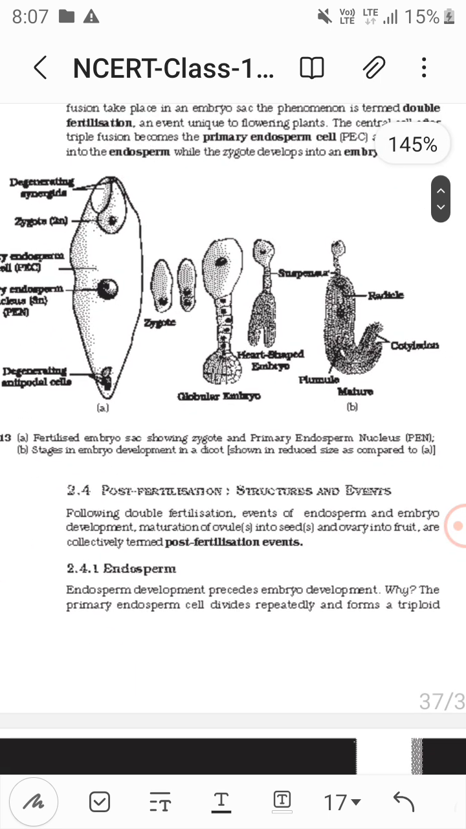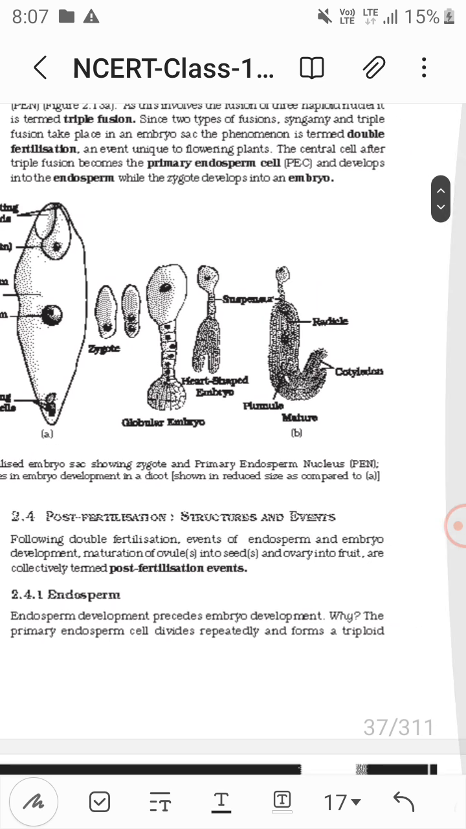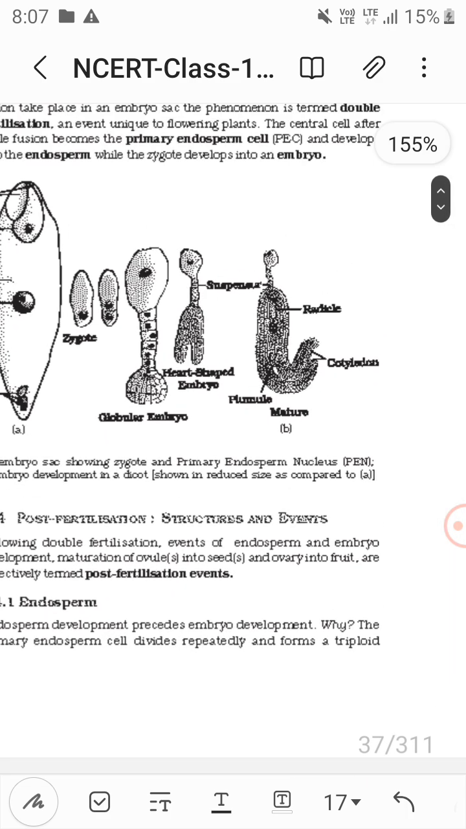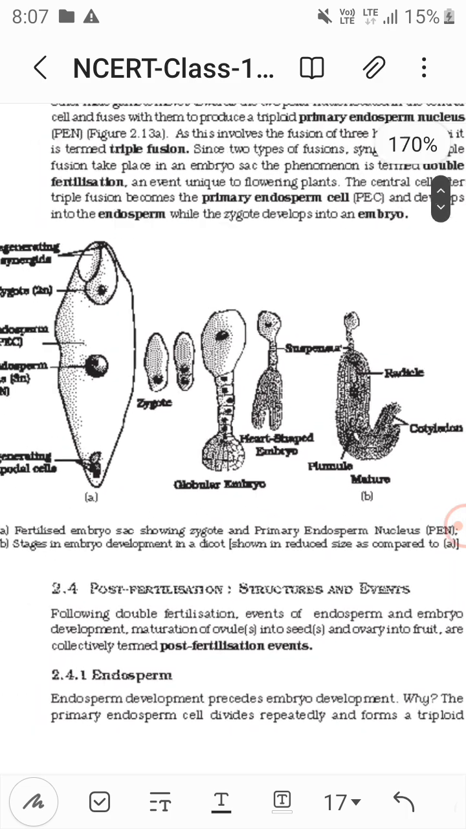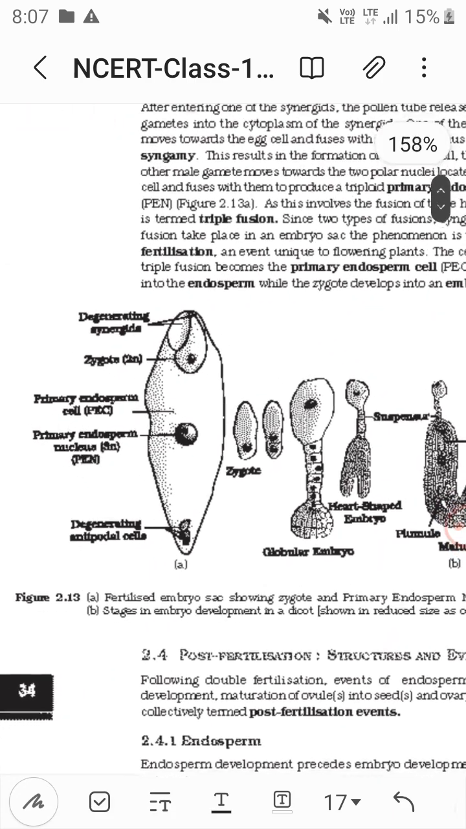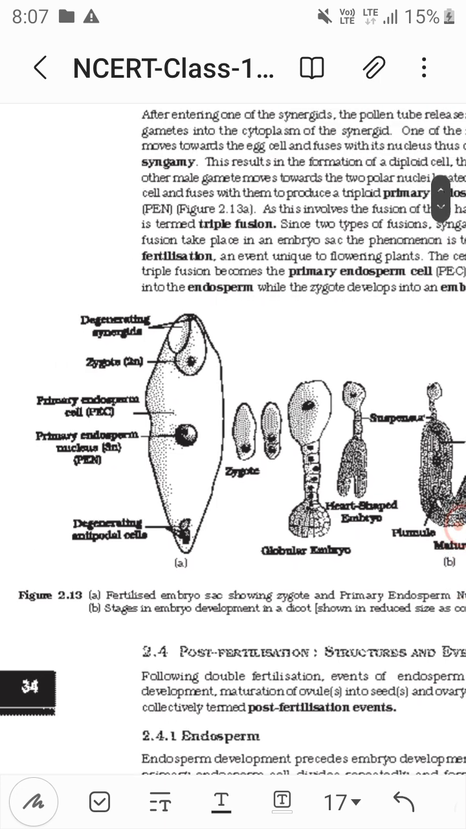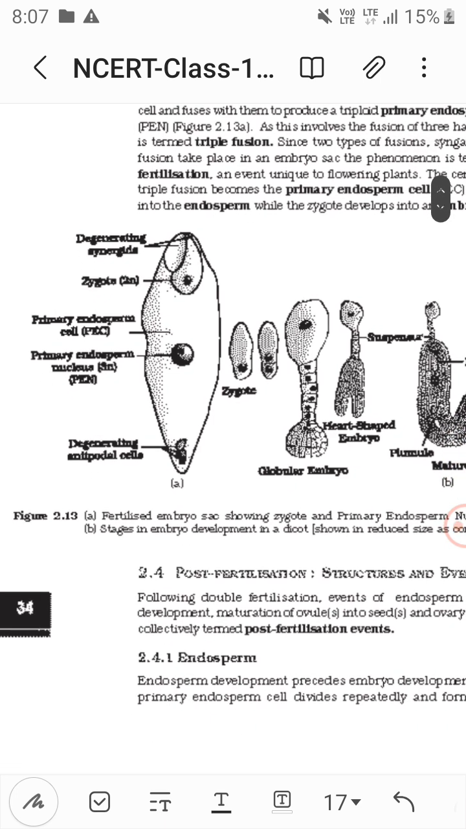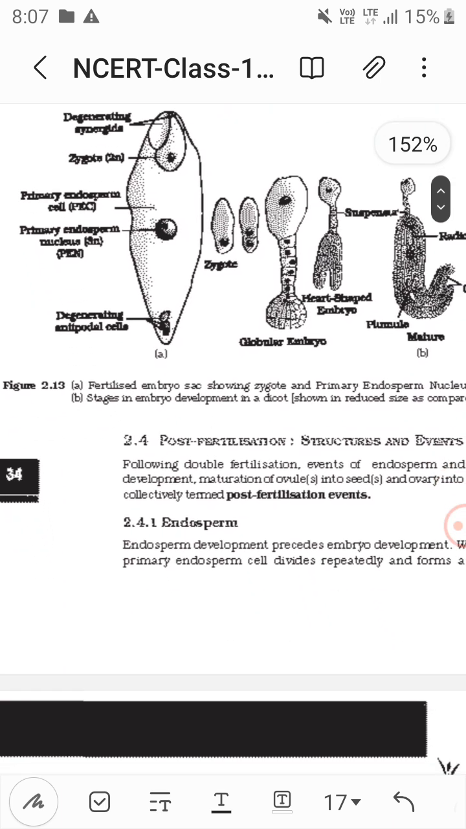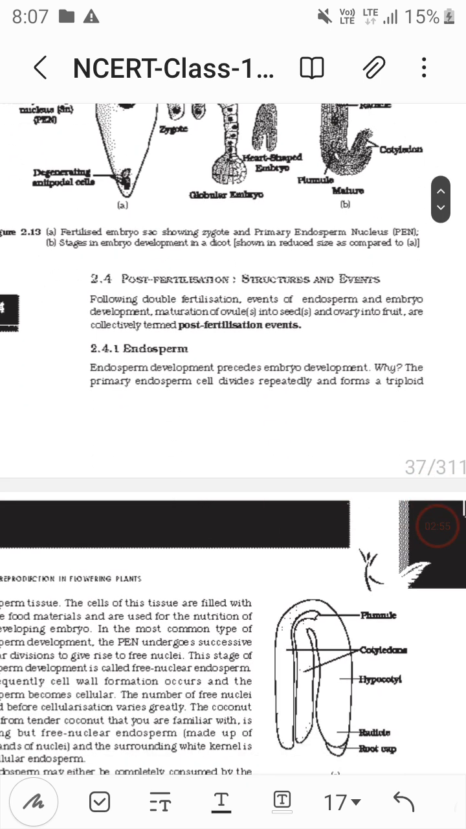So zygote, globular embryo, then heart-shaped embryo, and then last one, that is radicle and plumule having cotyledons. It is mature one having suspensor cells. And in the first diagram you see degenerating synergids and zygote 2n, primary endosperm cell PEC having primary endosperm nucleus, that is triploid, and then degenerating antipodal cells. Now post-fertilization structures and events.